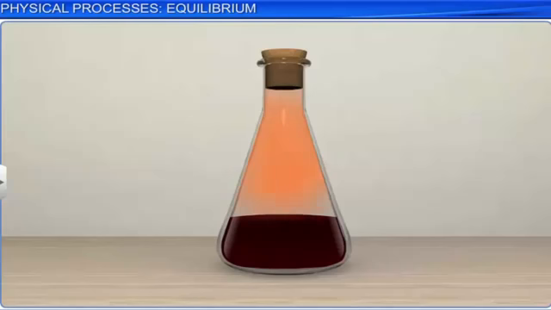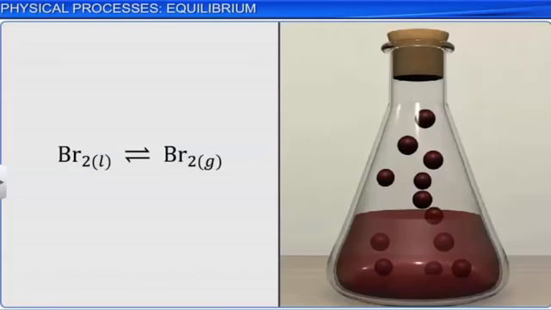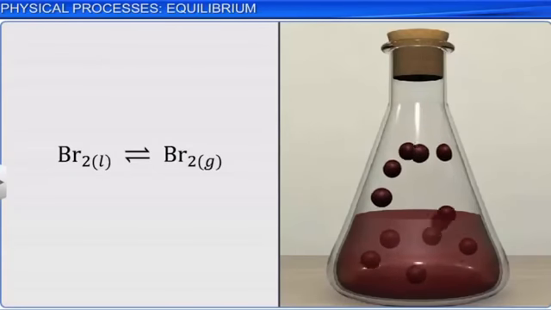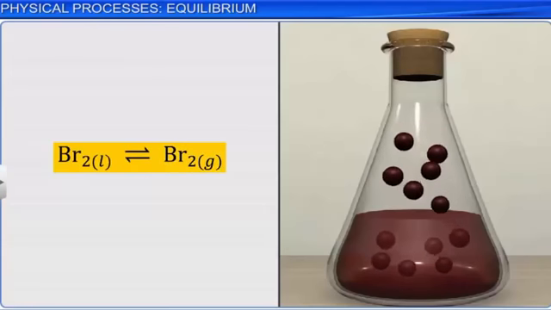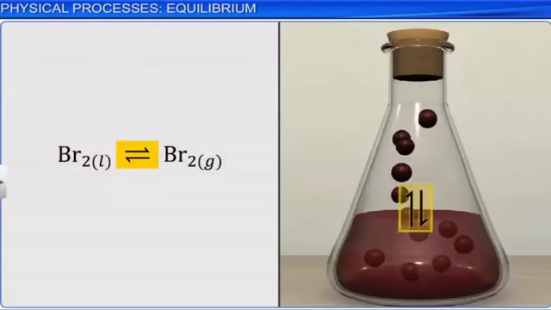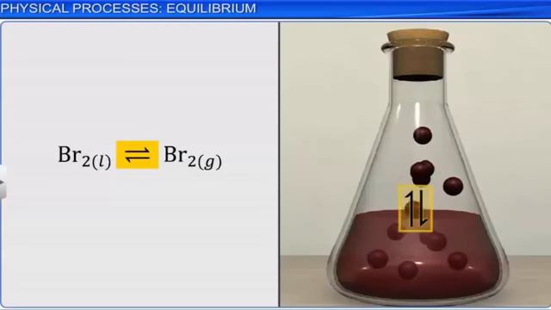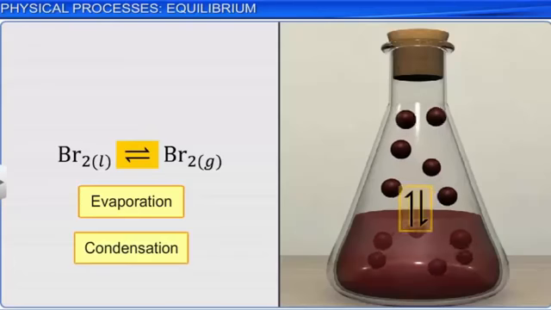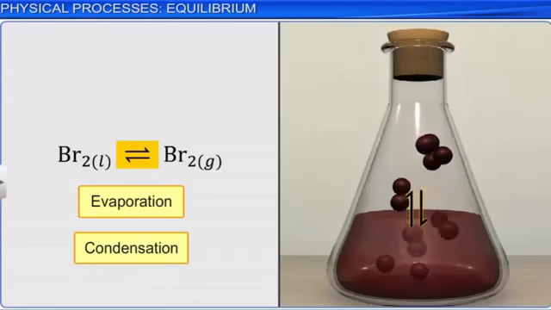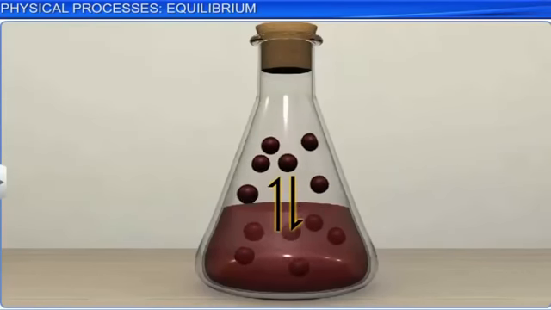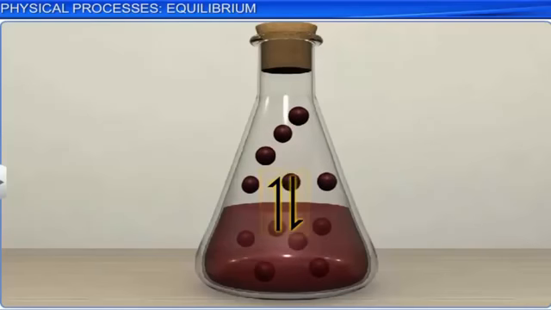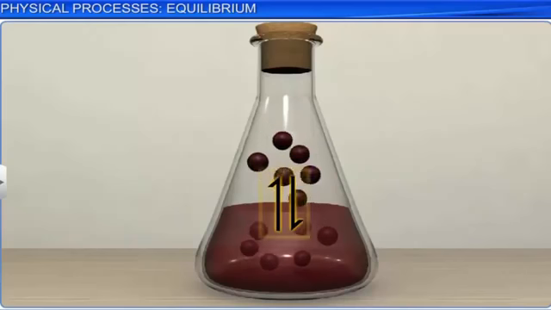The equilibrium of liquid bromine with its vapor may be represented as Br2 (liquid) in equilibrium with Br2 (gas). The pair of half-headed arrows indicates that the two processes, evaporation and condensation, are occurring simultaneously. At equilibrium, the rate at which the particles move from the liquid to the vapor phase will equal the rate at which the particles move from the vapor phase to the liquid.